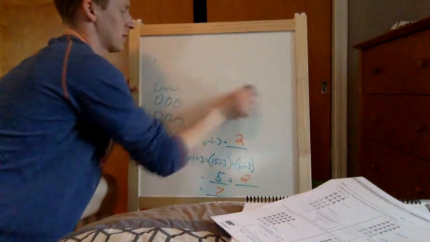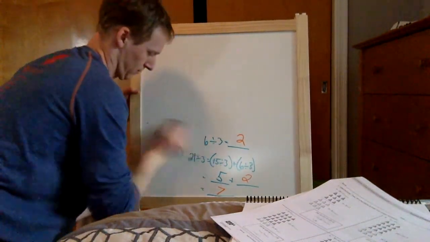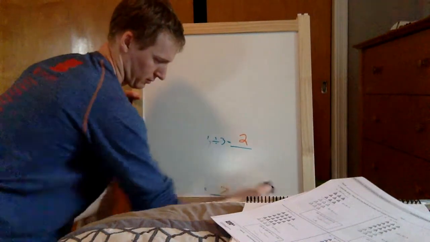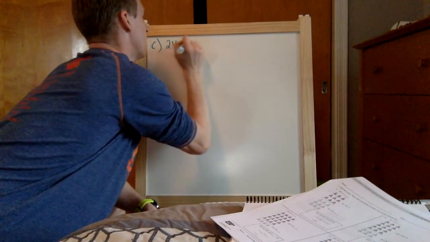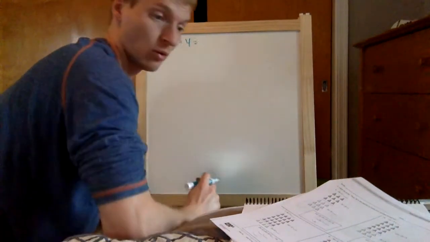Let's do letter C now. Letter C says 24 divided by 4 equals. Now we're going with 4.